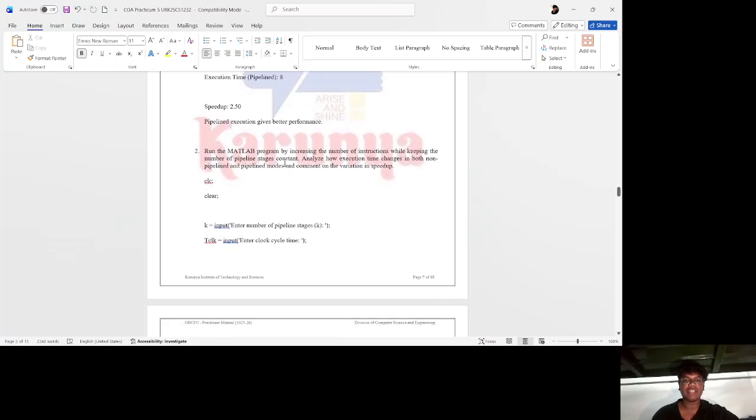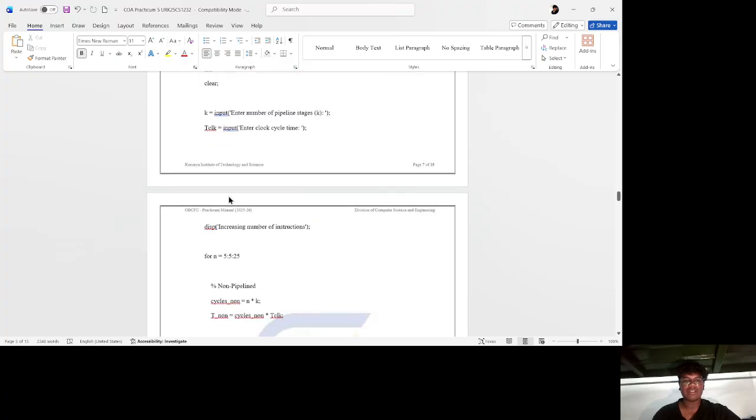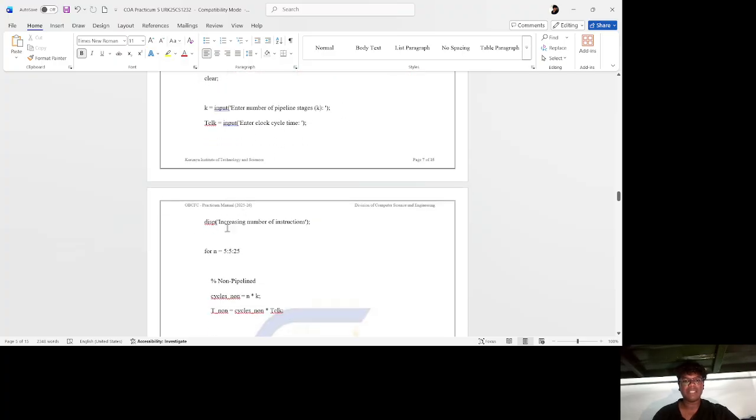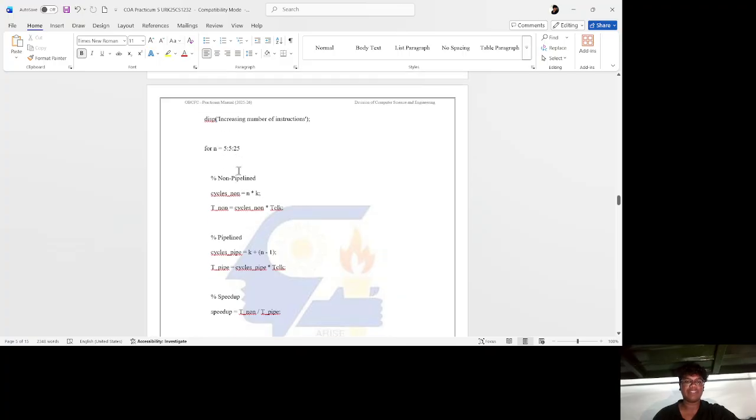That's nothing but run the MATLAB program by increasing the number of instructions while keeping the number of pipeline stages constant. Analyze how the execution time changes in both non-pipeline and pipeline methods. Comment on the variation in speed up. As we saw in the first program, we first print clc and clear, then k as input given by the user, and t clock is also given by the user, and display the increasing number of instructions. For n, the given value is 5:5:25.